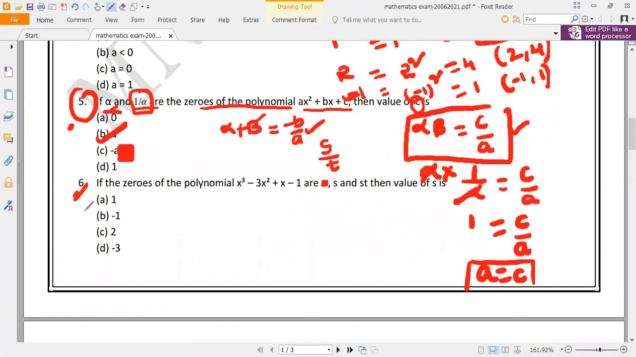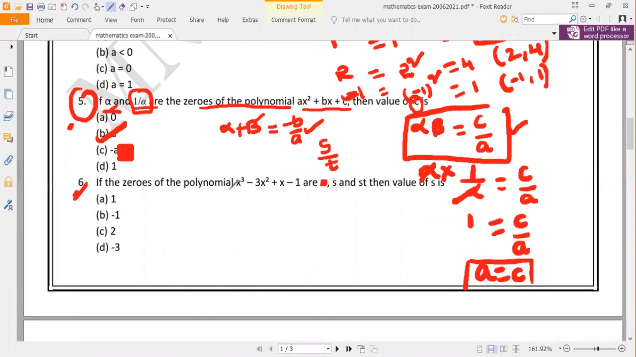All of you read the sixth sum. The zeros of the polynomial x cube minus 3x square plus x minus 1 are s by t, s and st. Then the value of s is? What is the degree of the polynomial? Degree 3, a cubic polynomial.